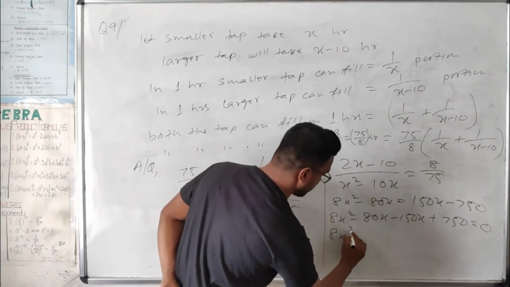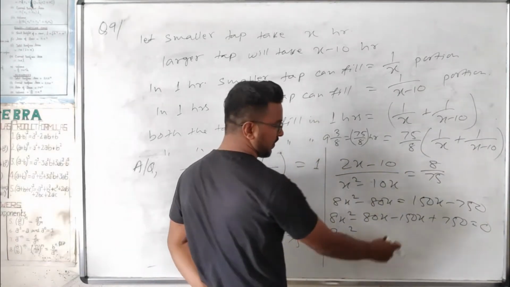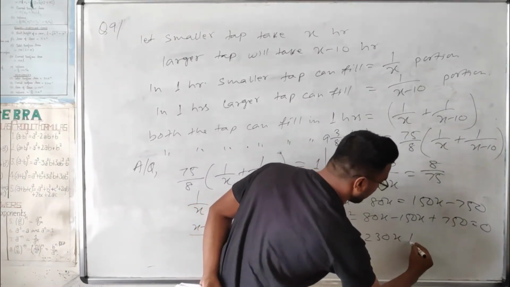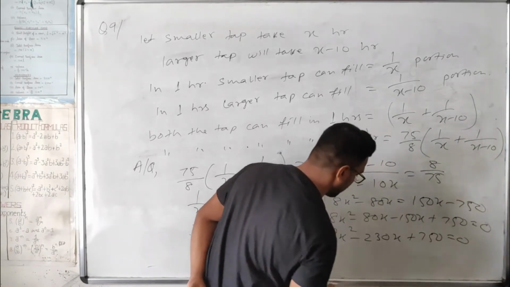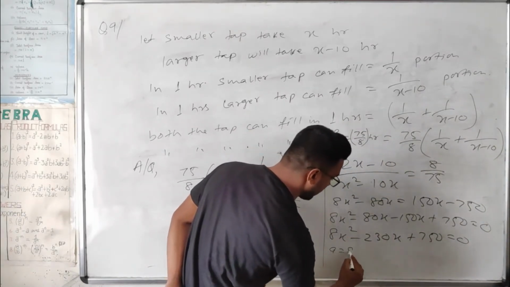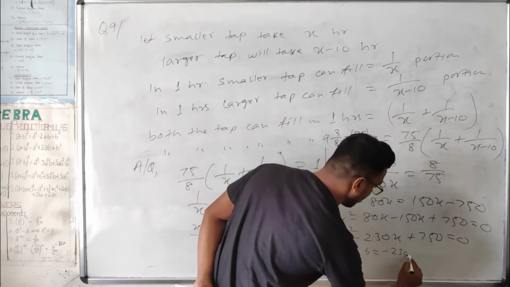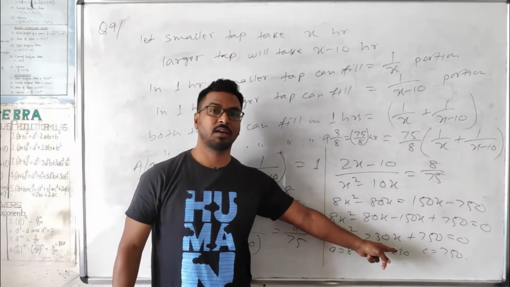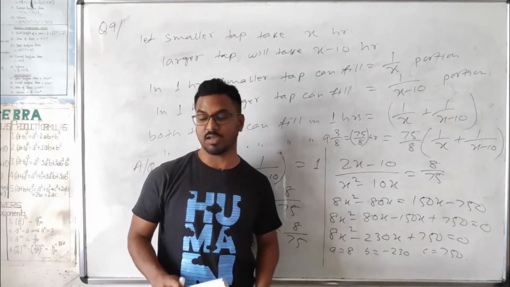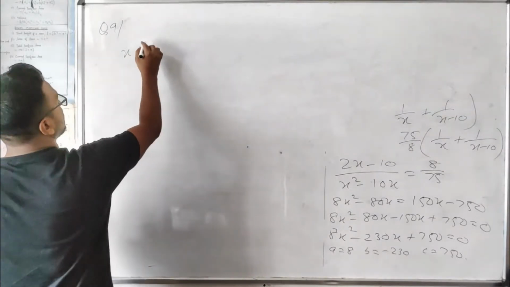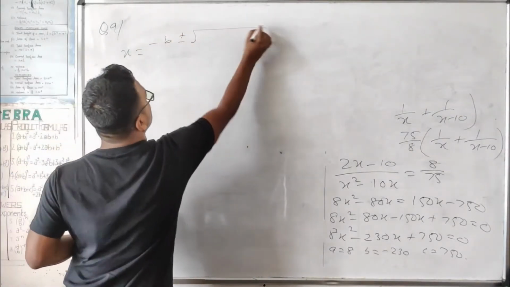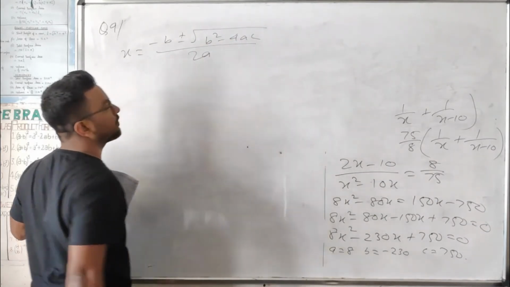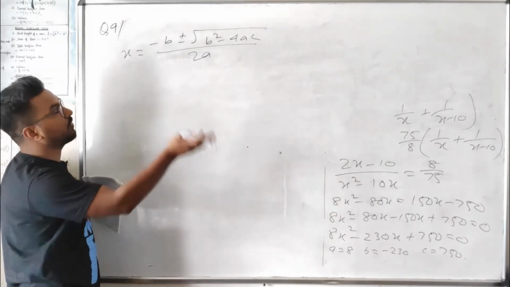So 8x square, minus minus it will be plus, 15 plus 8, that is 23, so minus 230x plus 750 equals 0. So this is the quadratic equation here. A is 8, B is minus 230, and C is 750. So try to put these values in the quadratic formula. Okay, let me do this completely. So the formula is x equals minus b plus minus square root of b square minus 4ac by twice a. This is the formula.